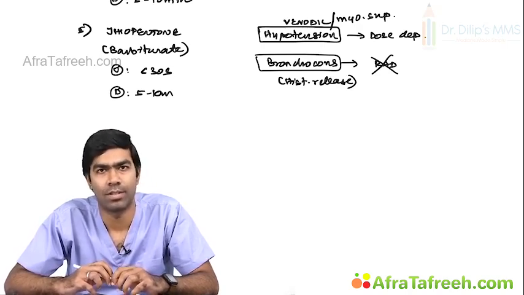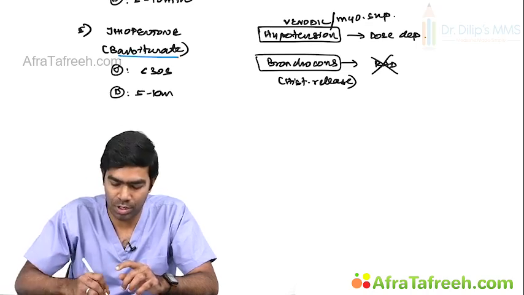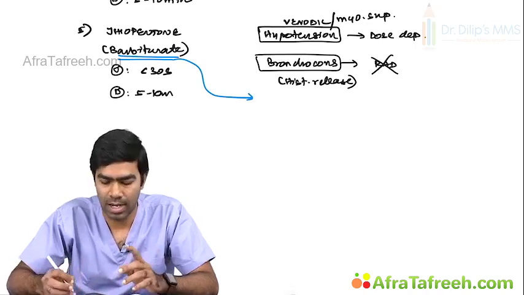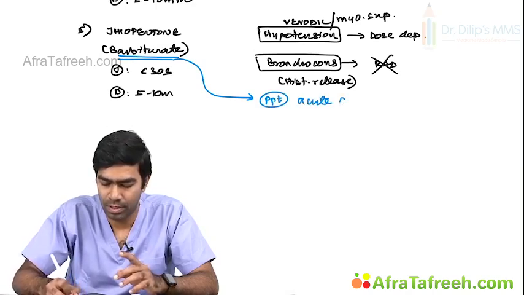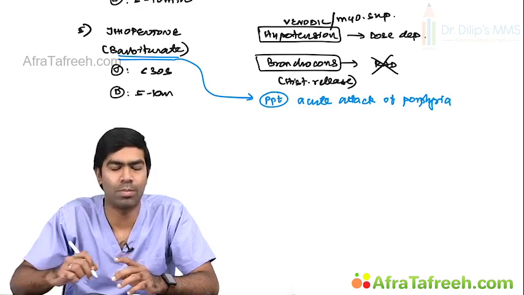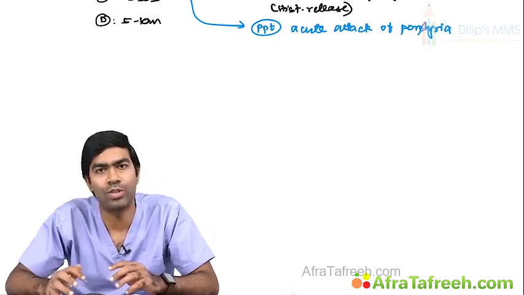Never a choice. Okay. At the same time, since this drug is a barbiturate, it can induce the hepatic enzymes and precipitate an acute attack of porphyria. Especially in those suffering from acute intermittent porphyria, this drug should be avoided. It can precipitate or exacerbate porphyric attacks.